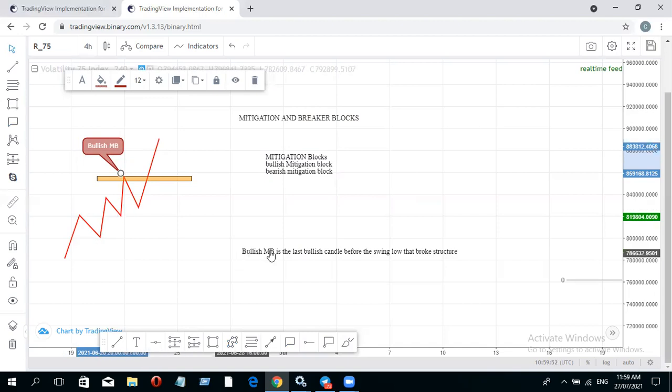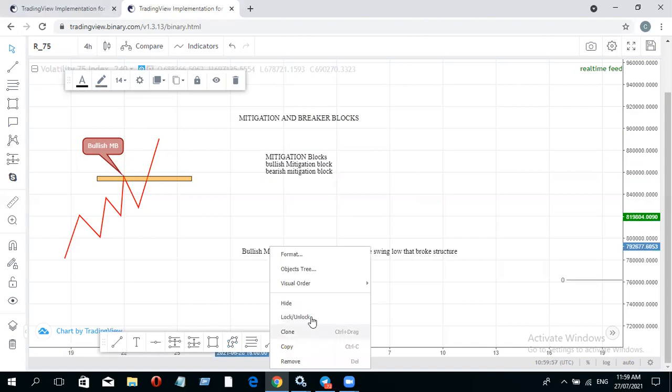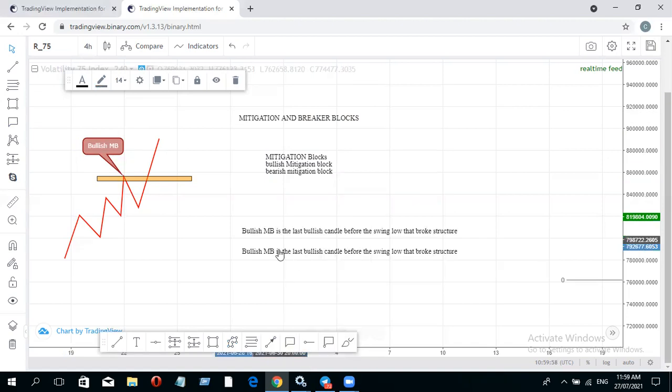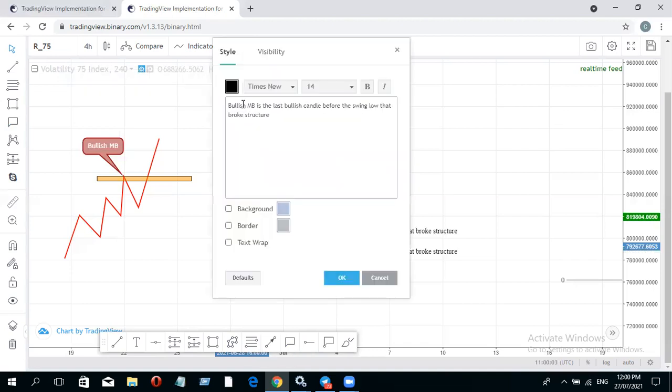So the bearish mitigation block is also in that same format. It's just the opposite of this. I just edited it. The bearish mitigation block is the last bearish candle before the swing high that broke structure. So it's just the opposite.